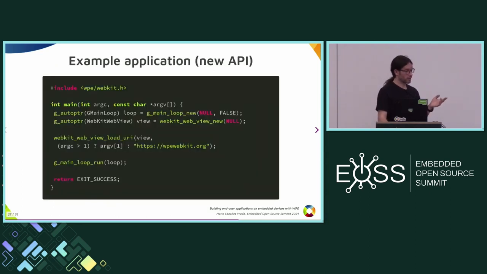And rolling out your own application at a very basic level with the new API is as simple as this. This is a simple example, I think you also showed it yesterday. So just to walk through it, it basically creates a main loop, creates a web view. We pass null, which in the new API means that you are letting WPE select the right backend automatically, and it just loads this URL, and then it will run the main loop. As simple as it gets.